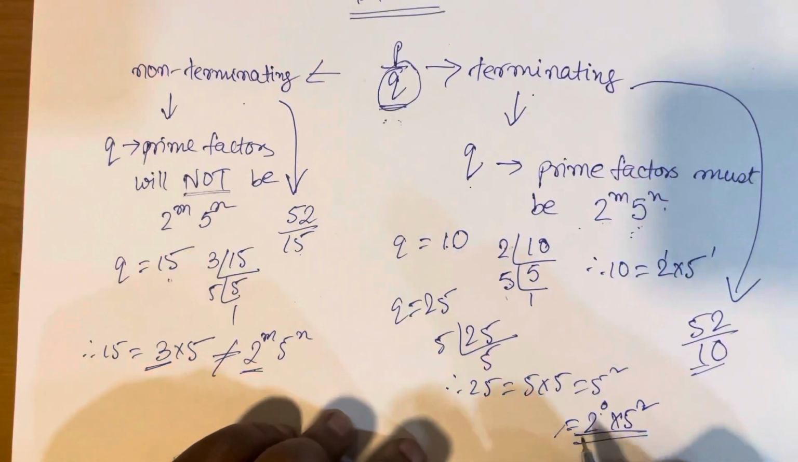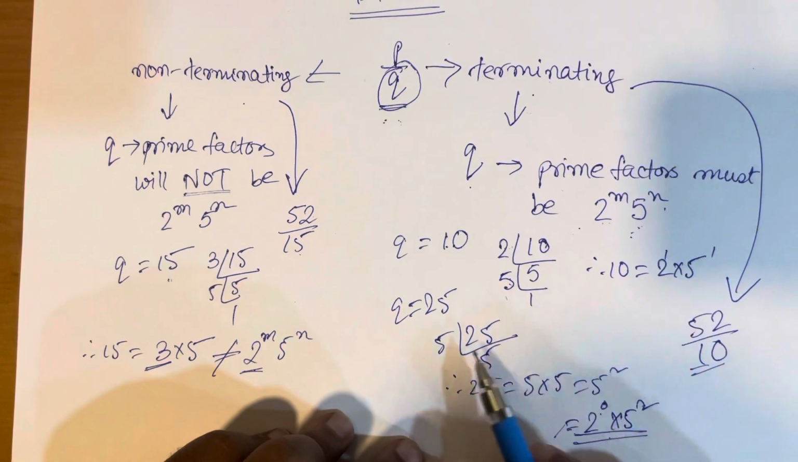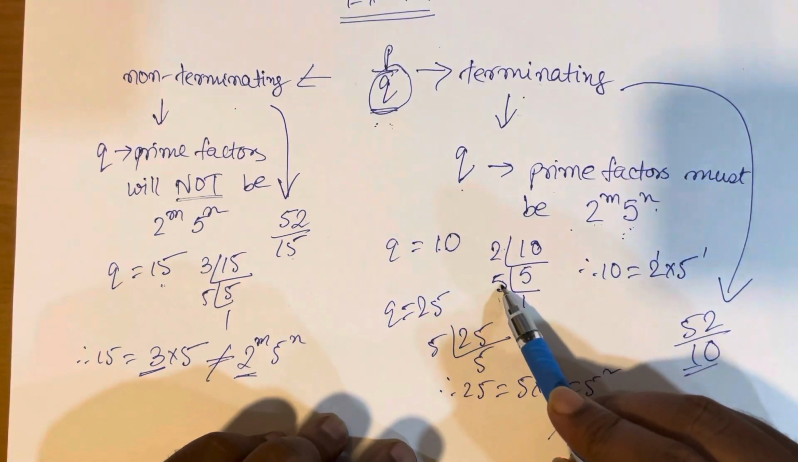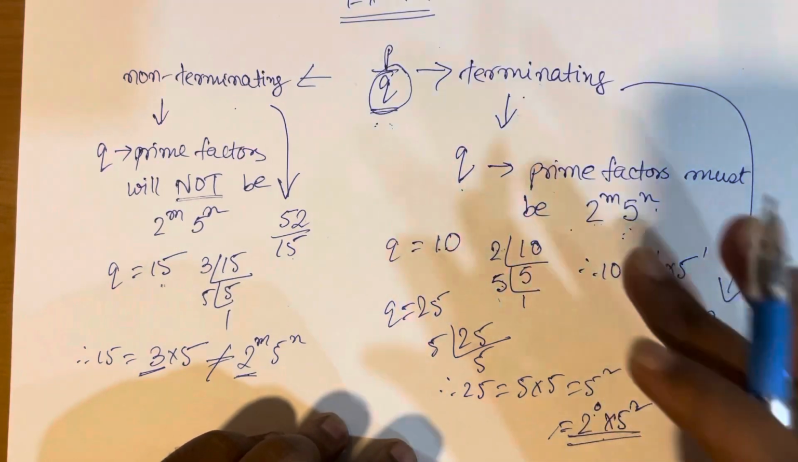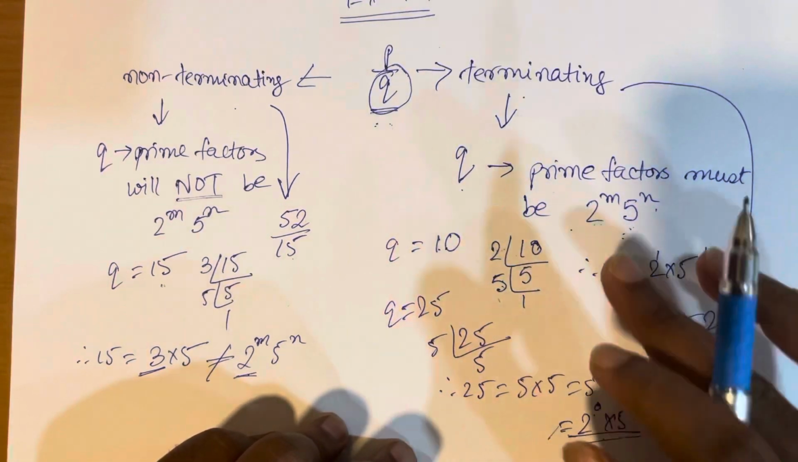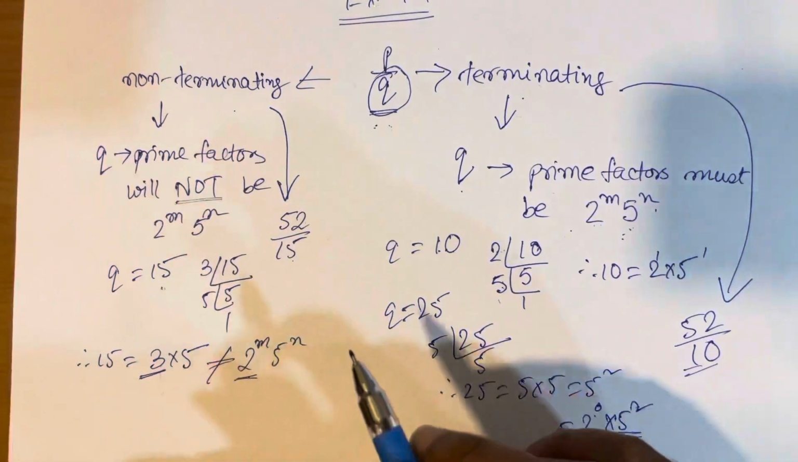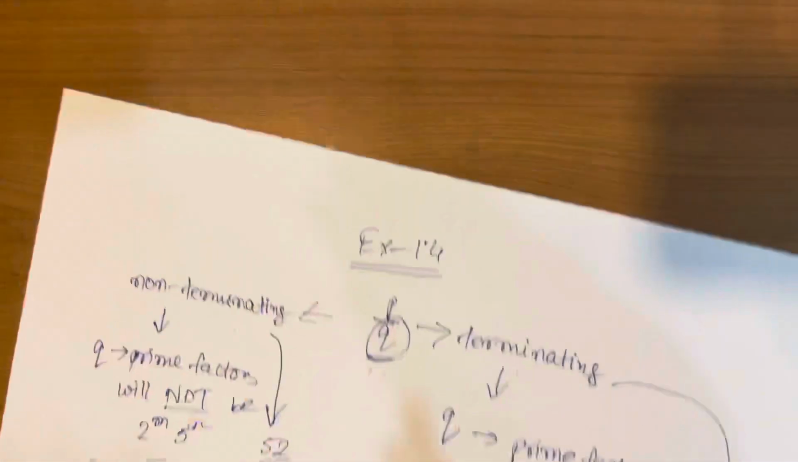Okay, I hope you are getting the point. So it can be either only 2 can be the factor, or only 5 can be the factor, or a combination of both, like in this case. But if it contains any other number other than 2 and 5 as the factors, like this one, in this case it is a non-terminating decimal. Okay, now let us move on to some of the sums.